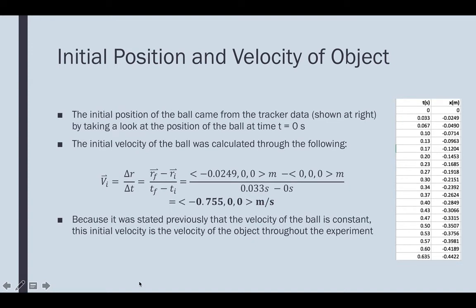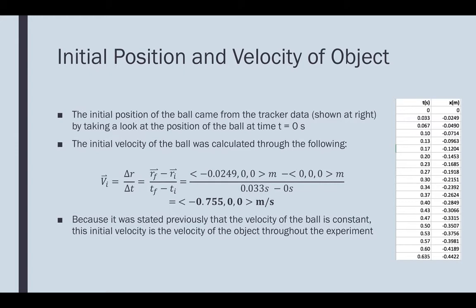Before we open our code to run the theoretical model, we must first make some calculations, based on the data table given by Tracker. First, we need to specify the initial position of our ball by taking a look at the position of the ball at time equals 0. Next, the initial velocity is calculated by dividing the change in position by the change in time from point 1 to point 2 using this table. From this, the initial velocity is given as negative 0.755 meters per second.